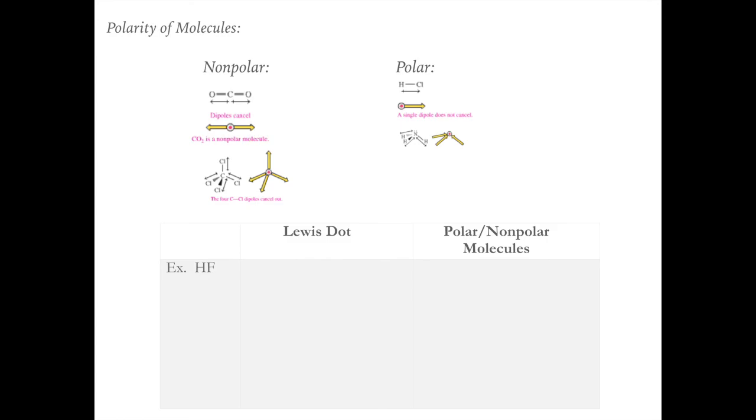I'm going to draw my Lewis dot structure. Okay, so I've got HF, hydrofluoric acid. I'm going to draw the Lewis structure. There it is. Fluorine is more electronegative than hydrogen, so I'm going to have my vector facing towards fluorine because fluorine is hogging those electrons. Notice nothing cancels out that dipole. So as a result, HF is going to be a polar molecule, and that's it.